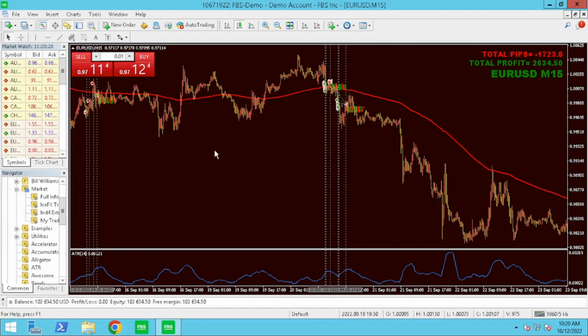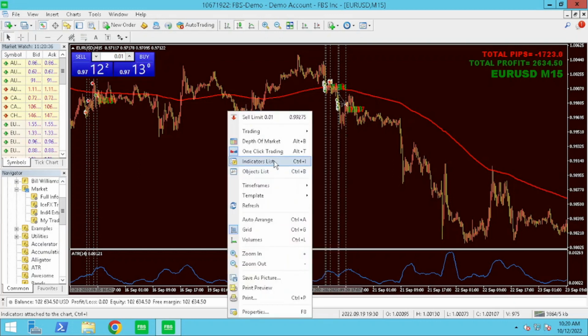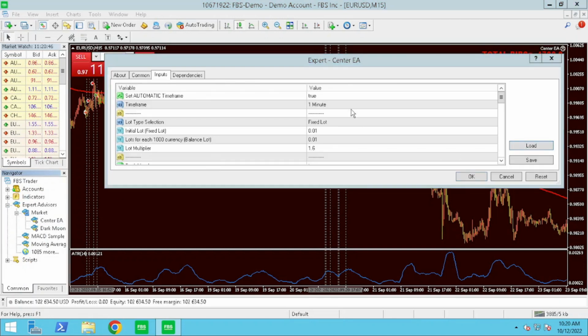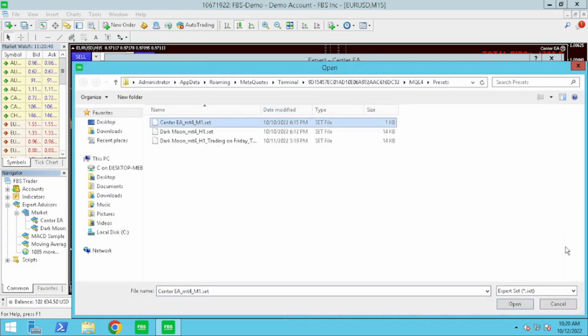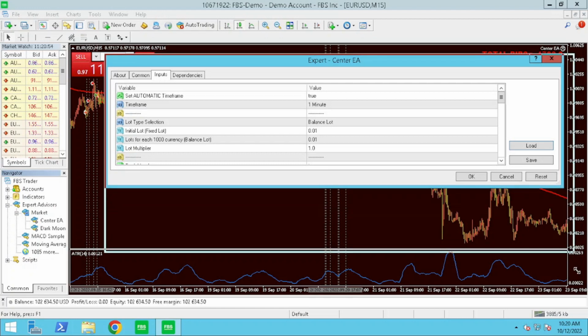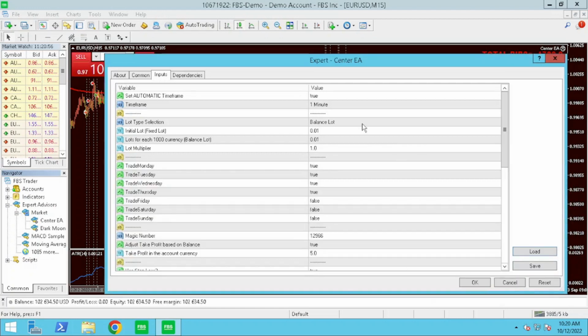Next, we are going to take a look at the updated settings that I have been using to get these results. To do this, I'm going to reattach the EA to the chart as I have removed it to make this recording. This means I'm simply going to load the set file that I've been trading for the past 4 weeks. Let's take a look. The changes I've made to the set file from the previous video are the following.